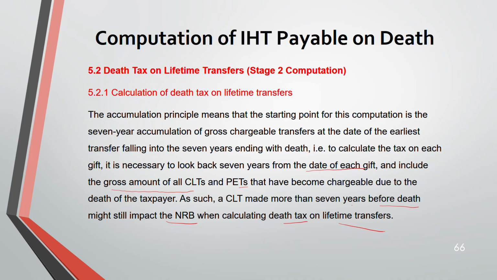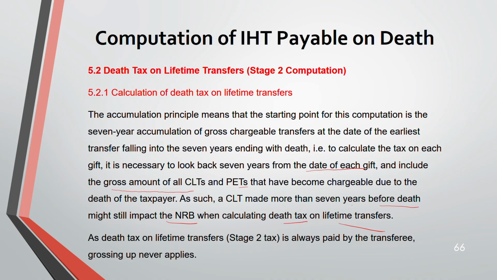So for a PET, there is no issue because the PET becomes chargeable for the first time. But when it is a CLT made more than 7 years before your death, it can still impact your nil rate band when you're calculating death tax on your lifetime transfer. We'll see through the question how. Death tax on your lifetime transfer is a stage 2 computation and is always paid by the transferee. Grossing up never applies, so here you don't have to gross up. When do you have to gross up? When the transferor is paying. But here, no need to gross up.